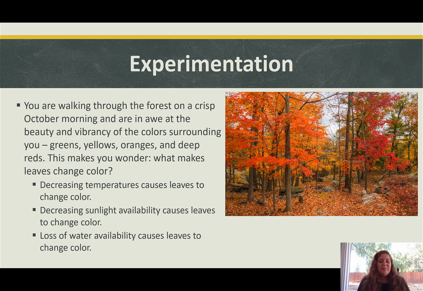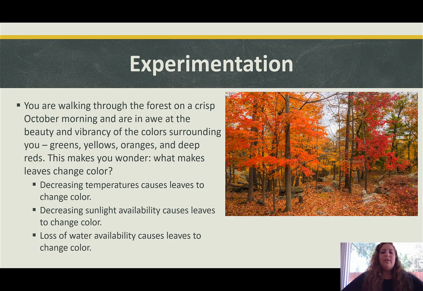Now imagine this. You're walking through the forest on a crisp October morning, obviously not a Southern Californian forest, and you're in awe at the beauty and vibrancy of the colors around you. You see green, yellow, orange, and deep, pretty reds. So you wonder, what makes leaves change color? You just started on your way to making an experiment. You made an observation and you asked a question. Now we can form a hypothesis.